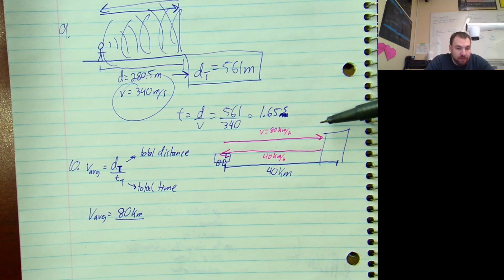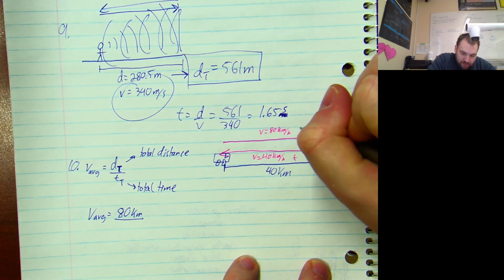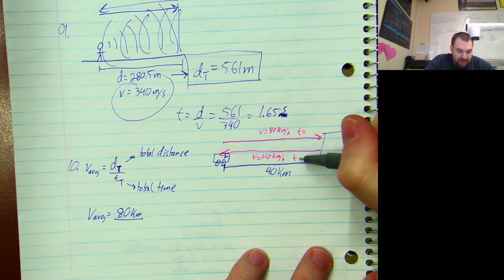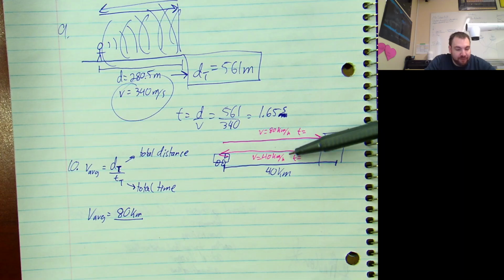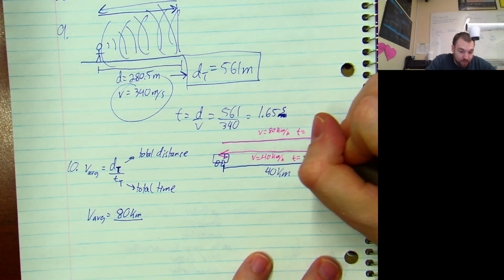Because the numbers are so nice, this one's actually really easy to do. That's our speed. What is time for the way back? 1 hour. 40 kilometers at 40 kilometers per hour. So that time is going to be 1 hour.